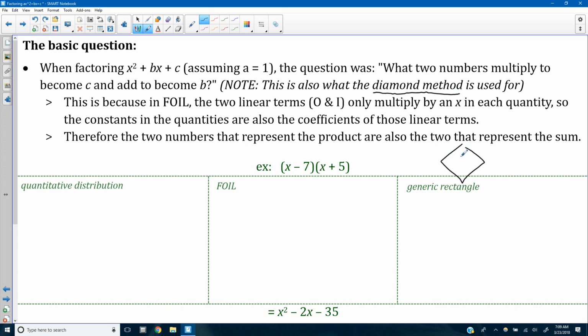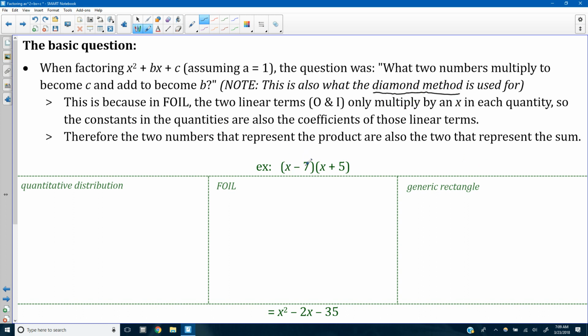When you use this, which I'm not going to use, you say what two numbers multiply to this and add to this, and then those become your two numbers you write right there. If you've seen that before, you know what I'm talking about. That's what I'm using here, only I'm not going to draw out a diamond when I do it. This is because in FOIL, those two linear terms, the O and I, outside and inside in FOIL, they multiply only by an x term.